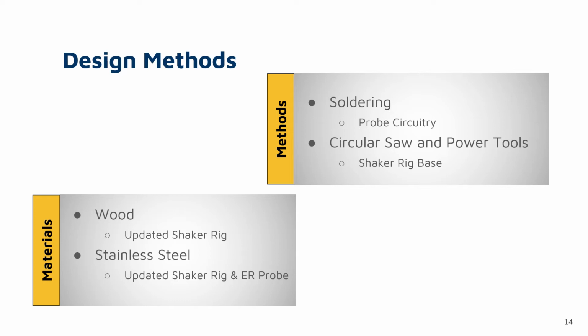Design methods for our project were fairly simple. We used soldering to connect each different aspect of the probe and its circuitry together. For the new and improved shaker rig, we used a circular saw and power tools to combine each aspect of it, including the base to the wheels, the lever arm and pulley, and the motor to the base. For the materials, we used wood and stainless steel. These offer high strength and high weight carrying capacity, which allows us to fill the tank almost completely full and test different scenarios.